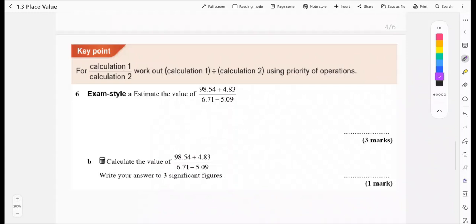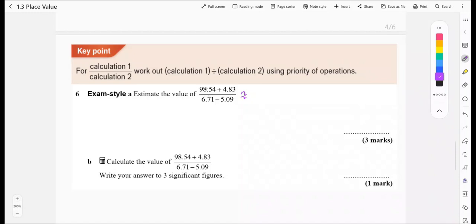In our next question, we have an exam-style question. We've got a reminder here of how we deal with fractions that involve calculations. You simply do calculation 1 and divide it by calculation 2 using priority or order of operations. So our first part of the question is estimate the value of 98.54, add 4.83, all divided by 6.71 minus 5.09. There's quite a lot going on there, so we're going to do the estimation first.